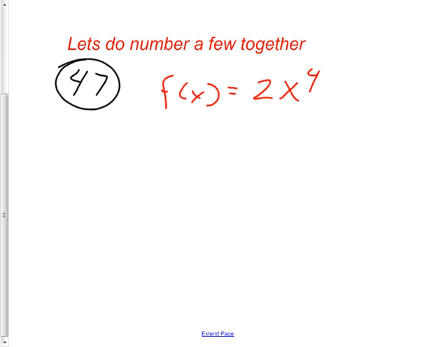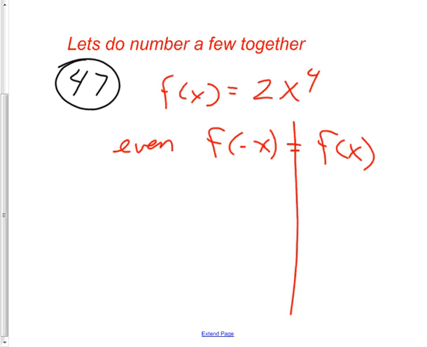So let's test for evenness. The even test. Do you have it memorized? How does it start? F of negative x is how they all start. And then that equals what? F of x. All right, that is not going to be given to you on the test. You have to know that. Okay, now, to prove whether it's really even, I got to do both sides of this and see if they're really equal or not. So, this side, f of negative x.